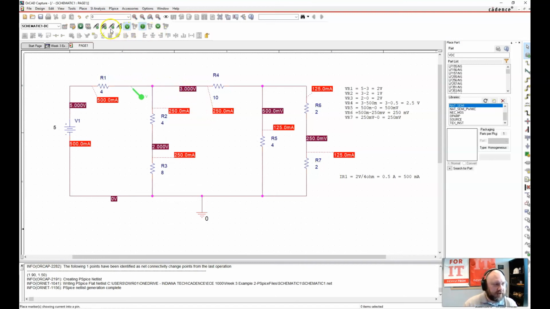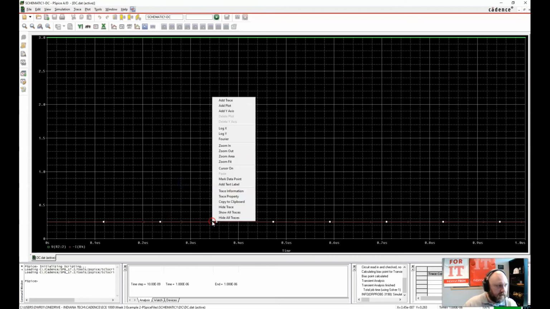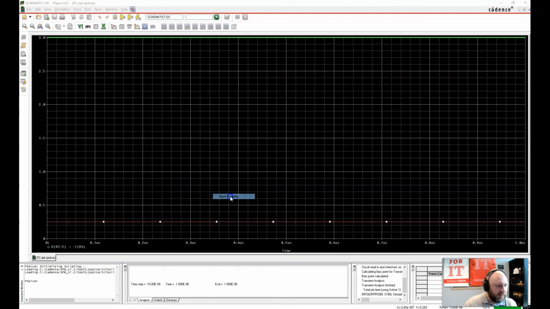But I also want to show you, if I take a current marker and I try to put that on a wire first off, it says it's got to be connected to a pin. And a pin can be any part of these components here on the edge. So I'm going to connect it to the edge of R4 here. And so now I've got another value trace showing.